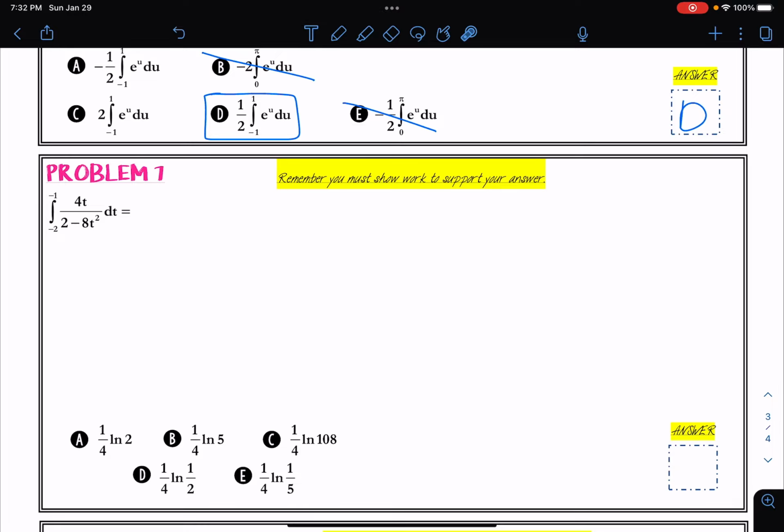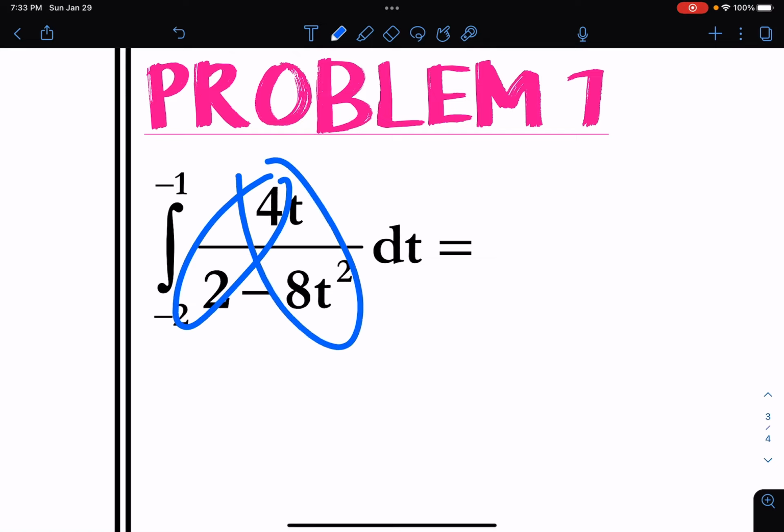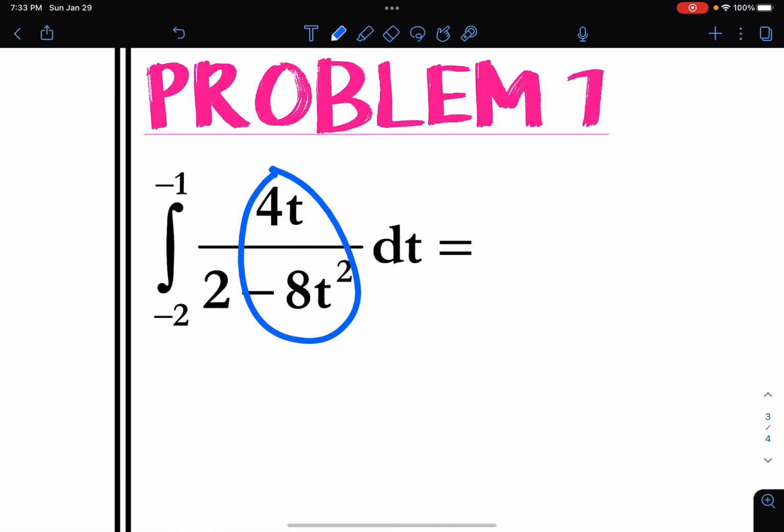All right, so let's go through this. Okay, integral from negative 2 to negative 1 of 4t over 2 minus 8t squared dt. Okay, so I don't really see anything else I can do here. Remember, you cannot simplify these fractions. You can't do 4t divided by 2 and 4t over negative 8t squared. You cannot do that, okay?